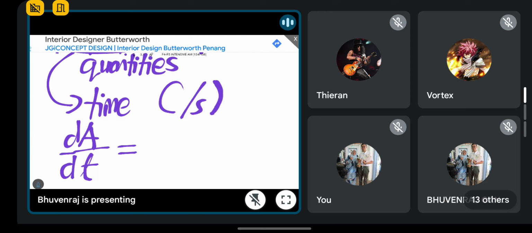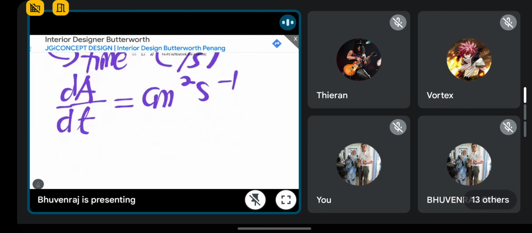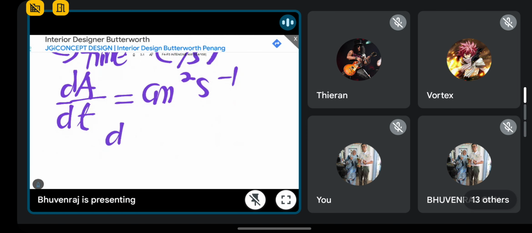What's the unit, guys, for this? Yes, very good. cm squared, s to the power of negative 1. If you know physics, this one is very easy for you. Kamu hanya tengok unit yang atas bahagi dengan yang bawah. Let me give you another example. Let us say I take dA bahagi dengan dL. L represents length, guys. L tu mewakili jarak. So what is the unit here? Apa unit kat sini?